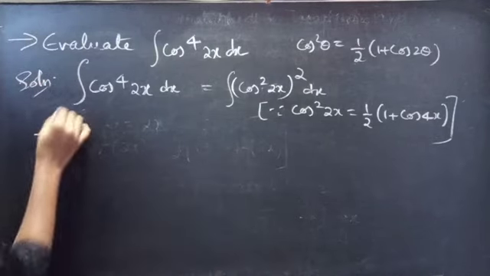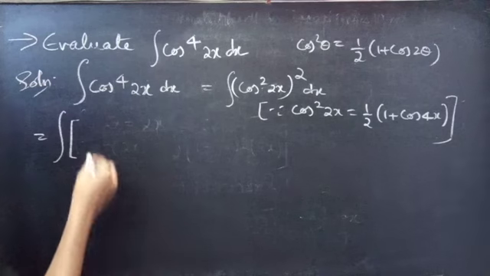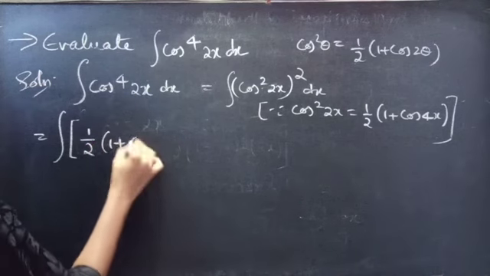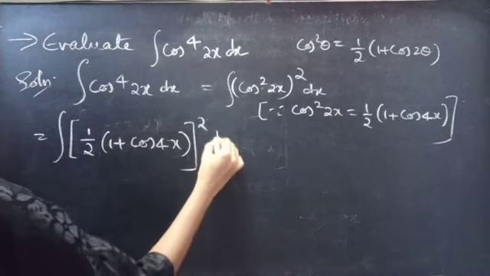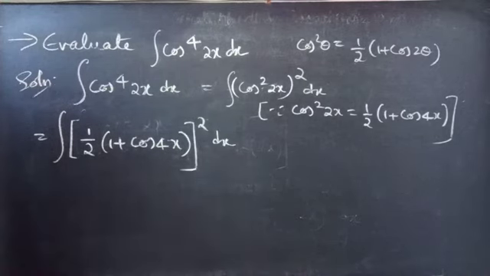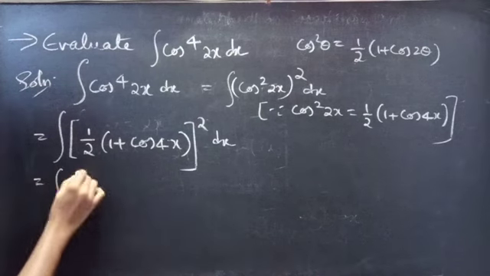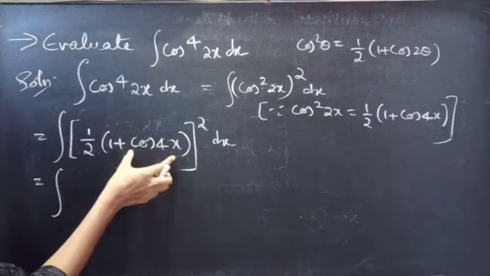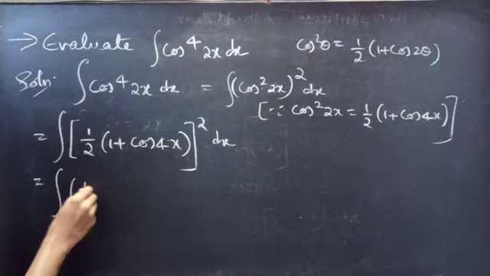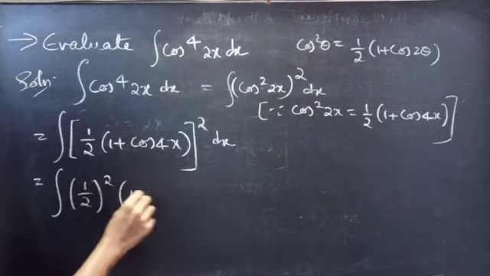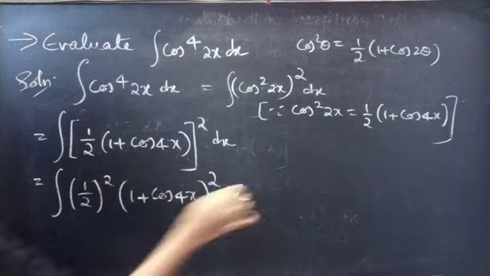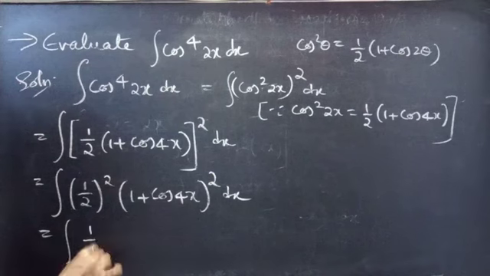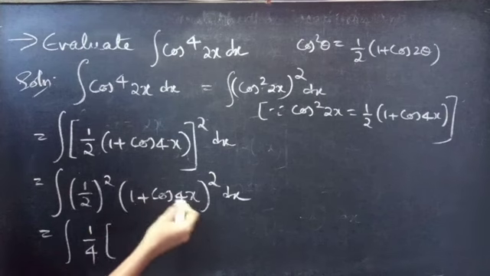This becomes the integral of (1 by 2 into (1 plus cos 4x)) whole squared into dx, which equals the integral of (1 by 2)^2 into (1 plus cos 4x)^2 into dx, which equals the integral of 1 by 4, since (1 by 2)^2 is 1 by 4, into (1 plus cos 4x)^2.